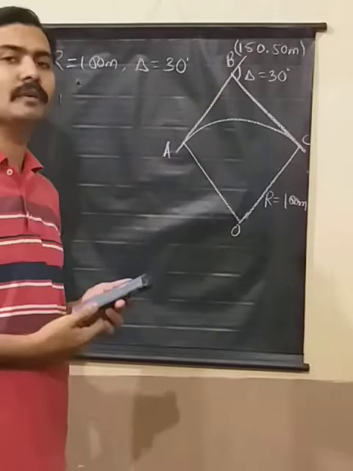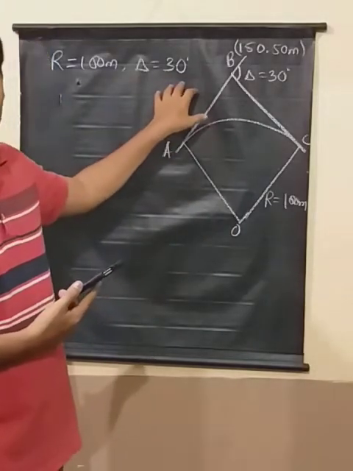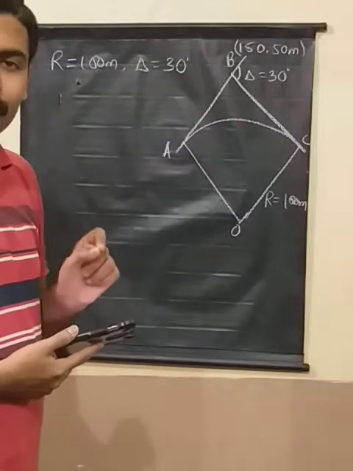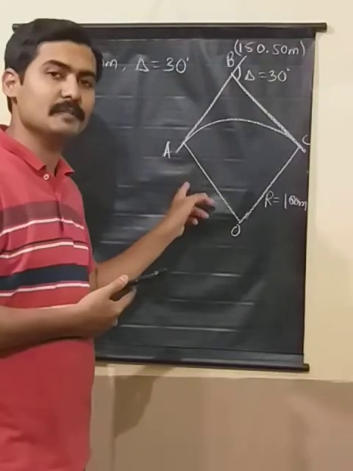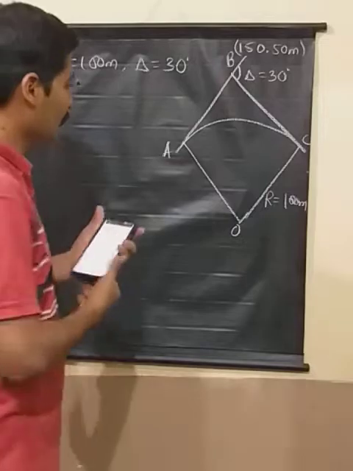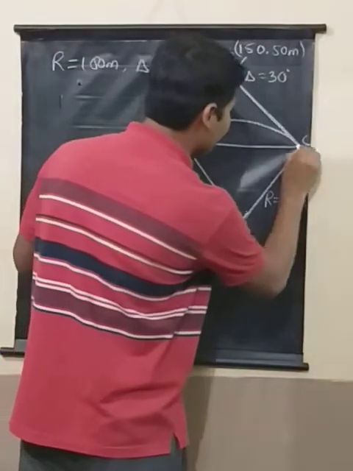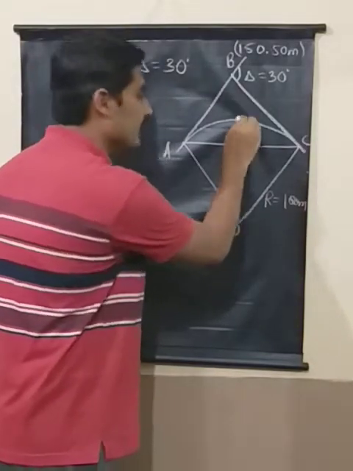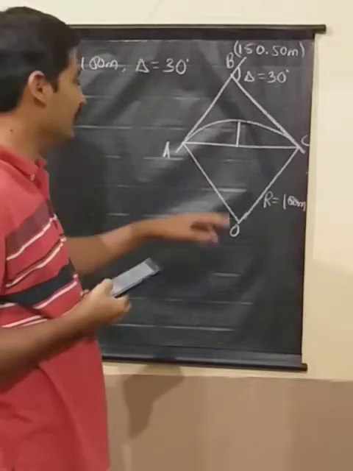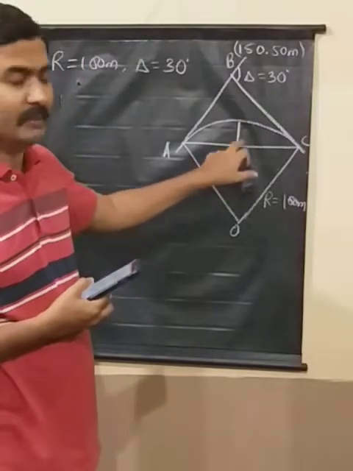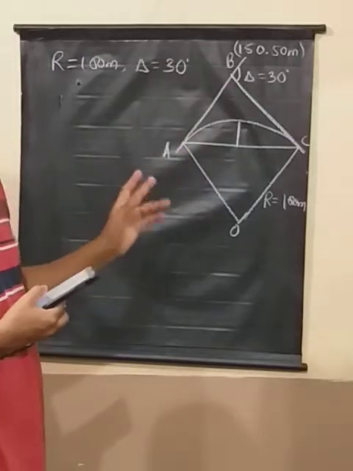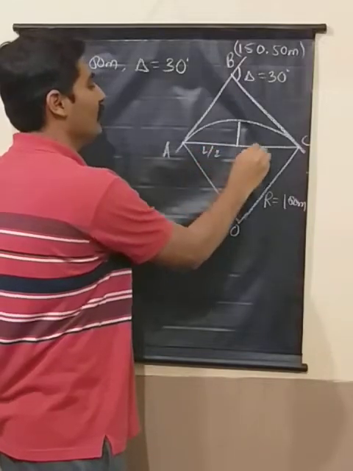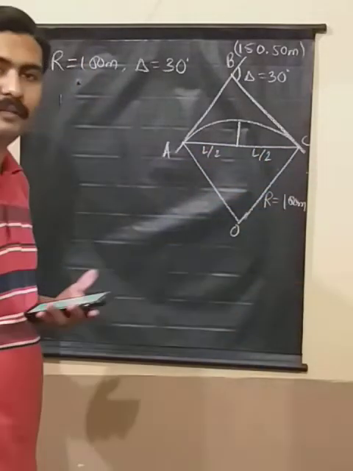When I have to find the data necessary for setting out the curve, what they mean is you are supposed to find perpendicular offsets. So the method is perpendicular offsets from the long chord. This is the long chord. We will start with the mid ordinate, which is exactly at the center of the long chord. The mid ordinate will bisect the long chord into halves, L by 2 this side and L by 2 this side. The total length of the long chord will be capital L.